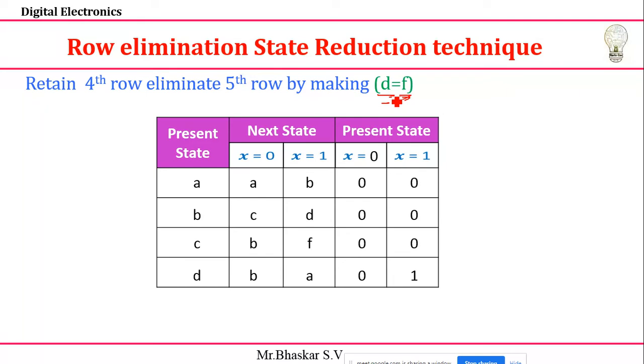Clear? So that's why I'm telling I'm going to retain the fourth row. I'm going to eliminate my fifth row. The fifth row I'm eliminating here. So I'm getting the states here. Now A, B, C, D only. So initially I had 6 states. Now it will come to 4 states.